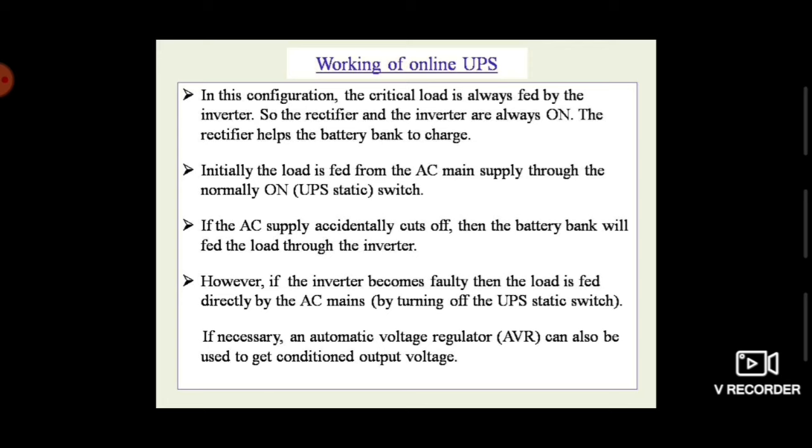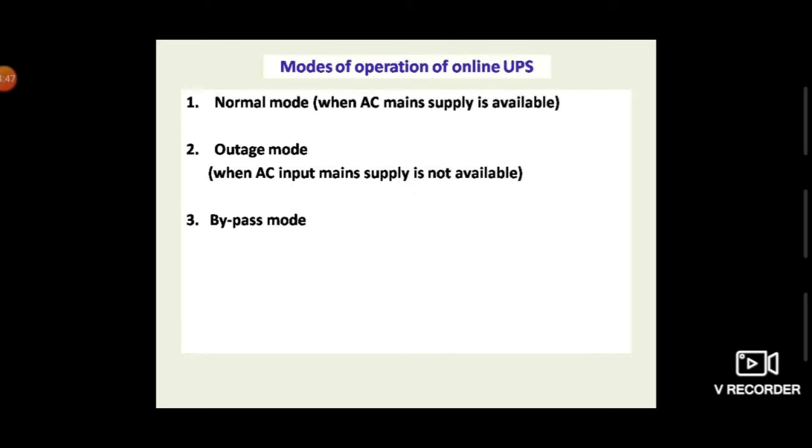If necessary, the automatic voltage regulator, AVR, can also be used to get conditioned output voltage, so that we get a constant frequency or constant voltage, that is a more or less distortion free, conditioned voltage. Now we can describe the working of an online UPS in 3 different modes.